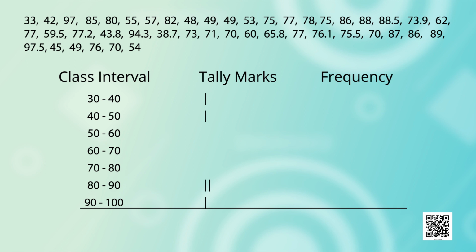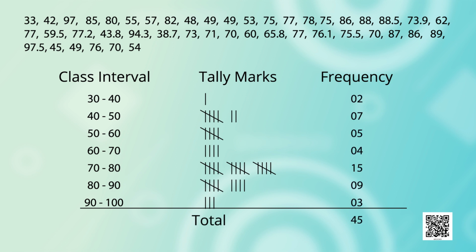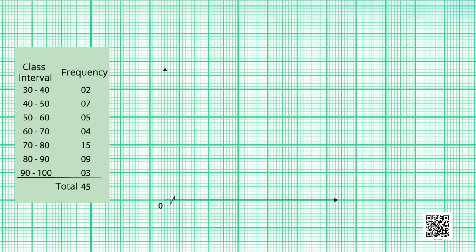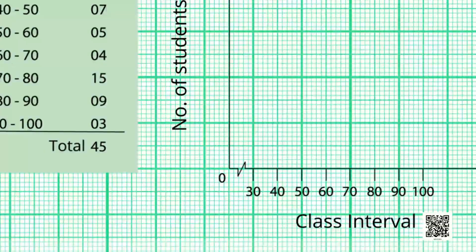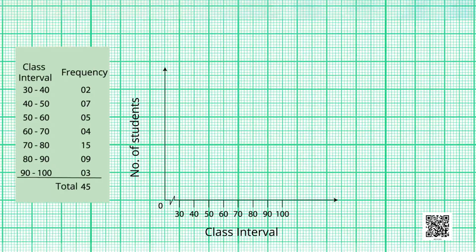So children, complete this table. Check that sum of all frequencies should be 45. Now let us make a graph for this. We will represent class intervals along the horizontal axis and number of students along the vertical axis. Children, our groups are starting from 30 to 40. So we will show them like this. You can see that I have drawn this jagged line or kink on horizontal axis. This jagged line shows that we are not showing numbers between 0 and 30.